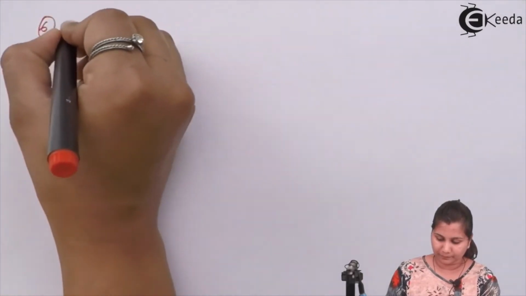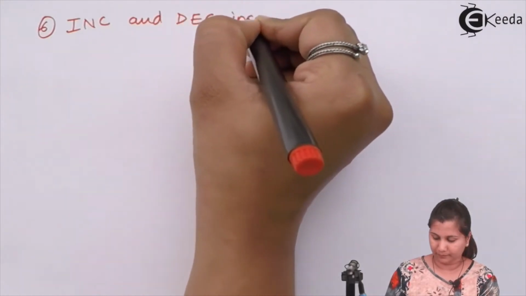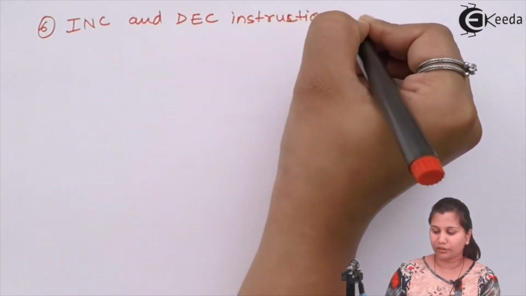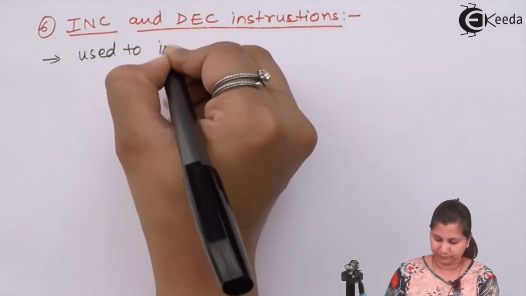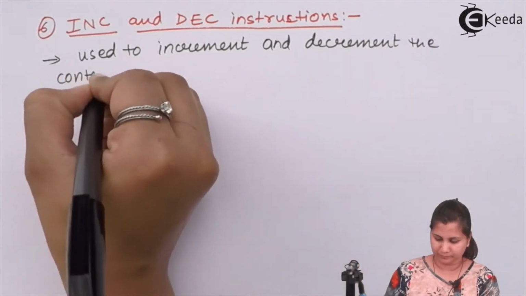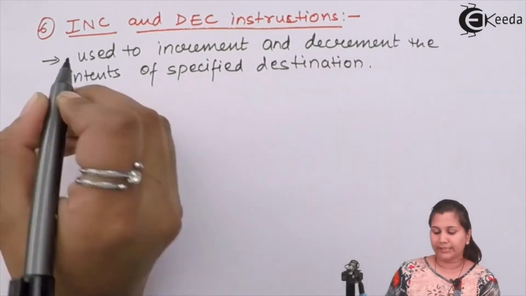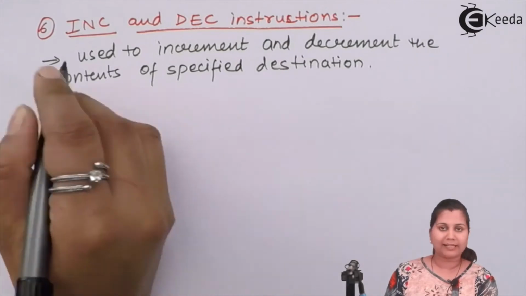Next instructions we have are the increment and decrement instructions. These instructions are used to increment or decrement the contents of the registers. These instructions also affect all the flags, auxiliary carry, all the flags are modified.